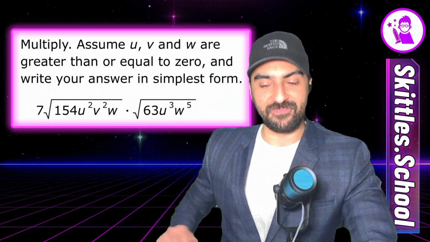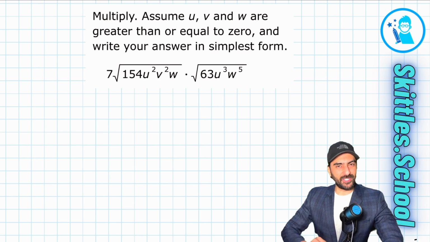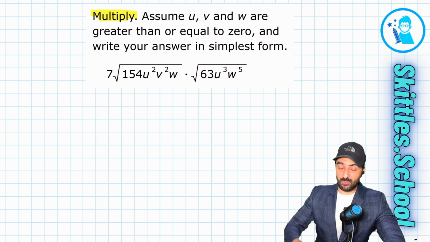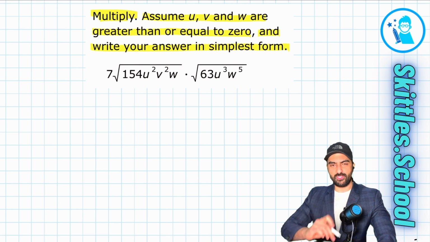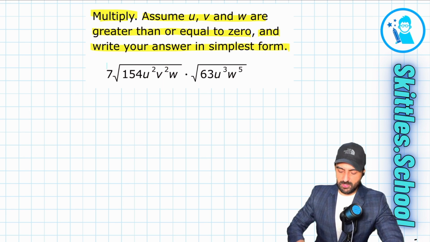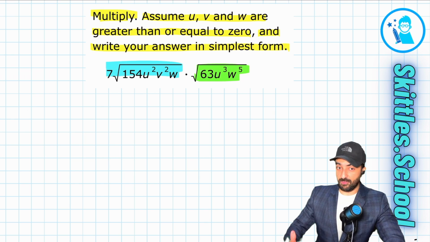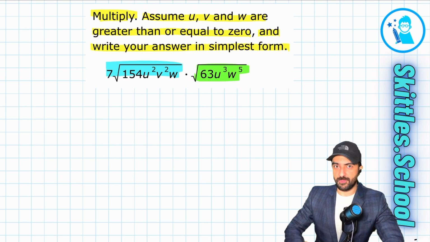Let's do this question. So here's the question on the virtual whiteboard. It says we need to multiply. And we need to assume that u, v, and w are greater than or equal to 0. And we need to write the answer in the simplest form. So what does it want us to do? It wants us to multiply this one by this one. And we need to write our answer in the simplest form possible.